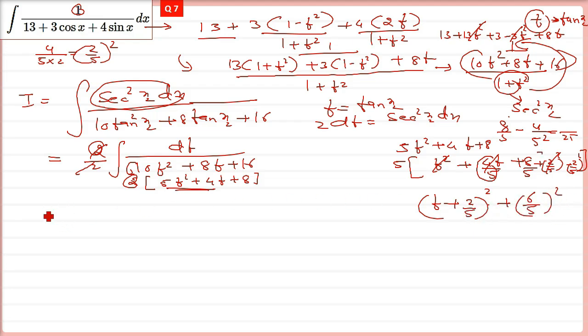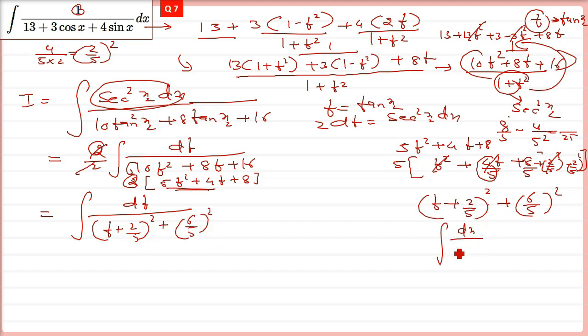So the integration has become something like this. There is nothing outside except 5. As I told you, 5 was already taken outside. So (t plus 2 by 5) whole square plus (6 by 5) whole square. Now this is just the integration of dx by x square plus a square, which is 1 by a tan inverse x by a. It's not 2a, it's 1 by a tan inverse x by a. What is x here? t plus 2 by 5. What is a here? 6 by 5.